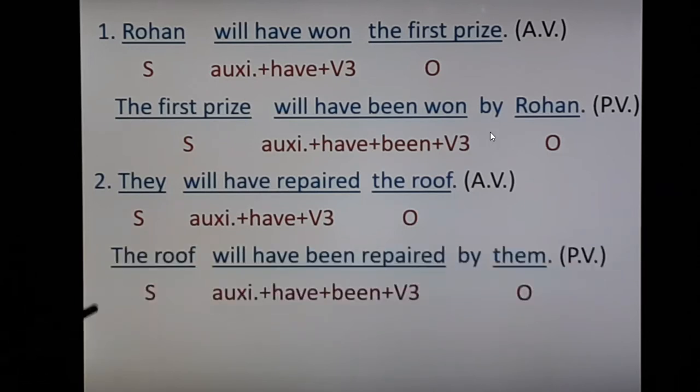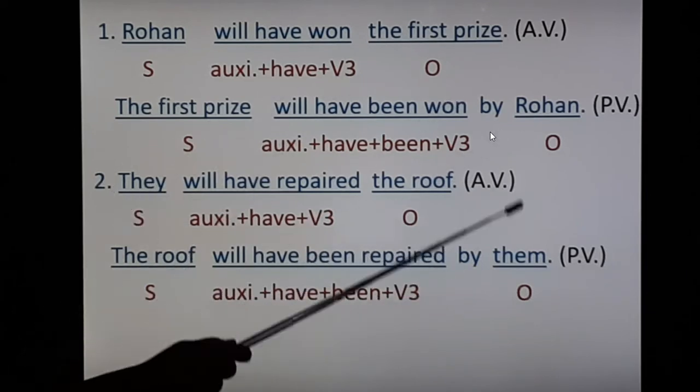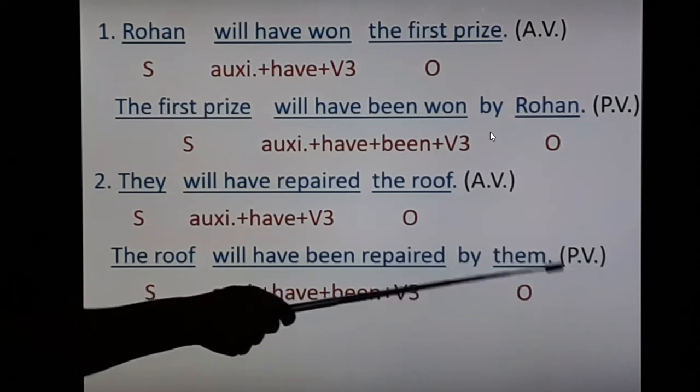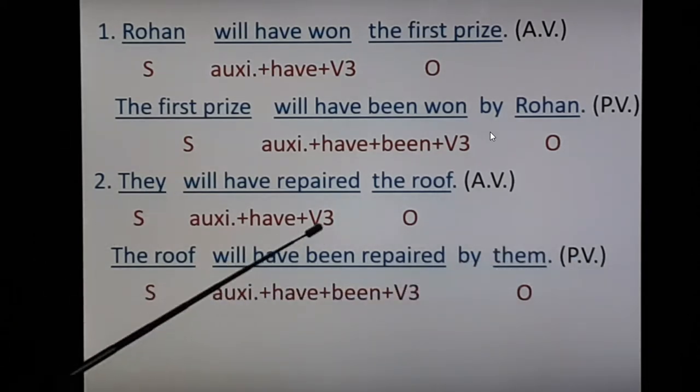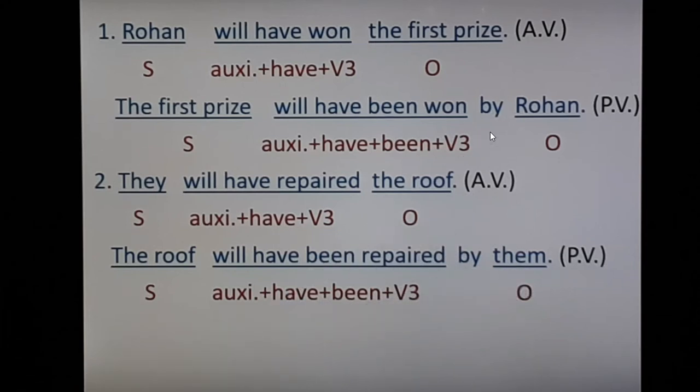Let's turn to passive. The roof will come in the beginning. The roof will have, then add been, then V3 form. Here it is already mentioned in active voice. V3 form, same you have to write. By, they becomes them in passive voice. The roof will have been repaired by them. So this is passive.